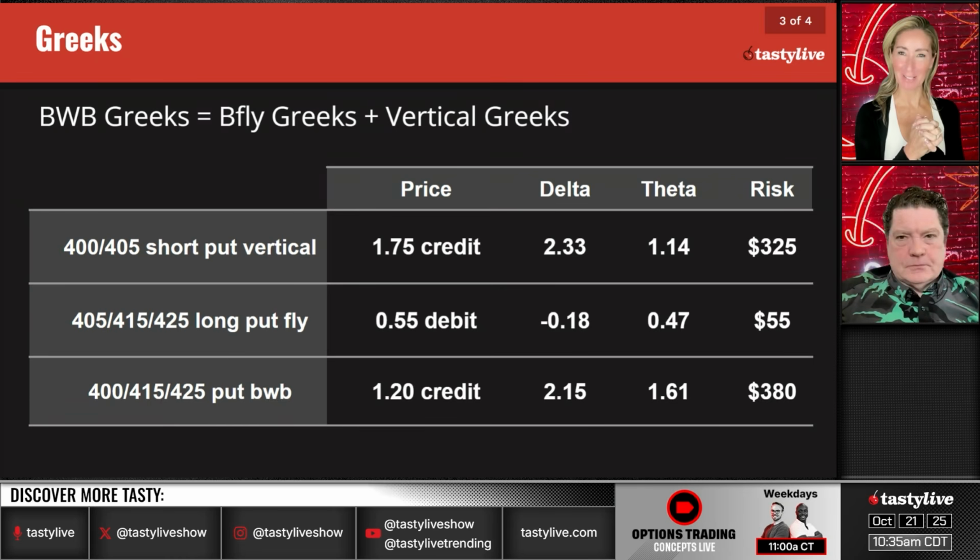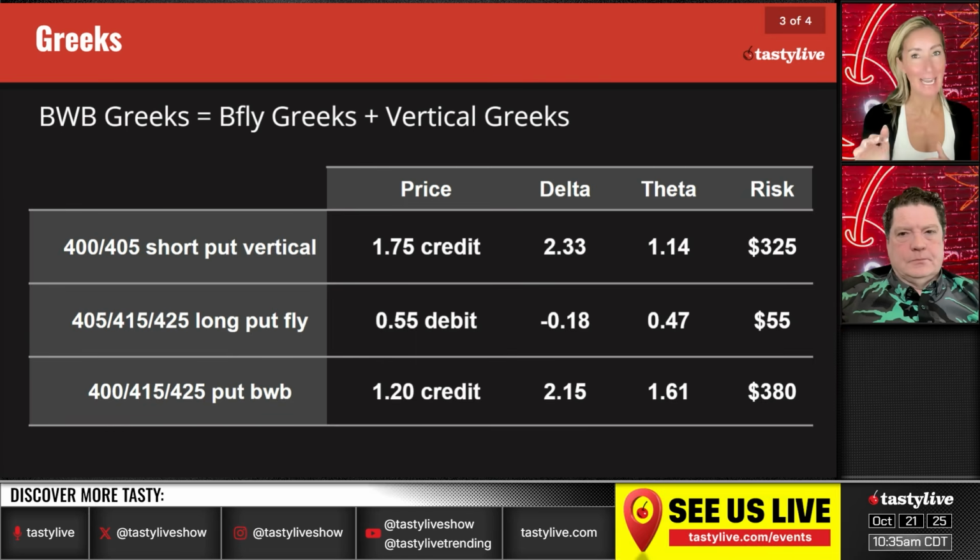I've never looked at it like this before. It makes sense, but I've never looked at it like this, where you're breaking it out. X plus Y equals Z. Delta, the 2.33 minus 0.18 equals 2. They're the sum.